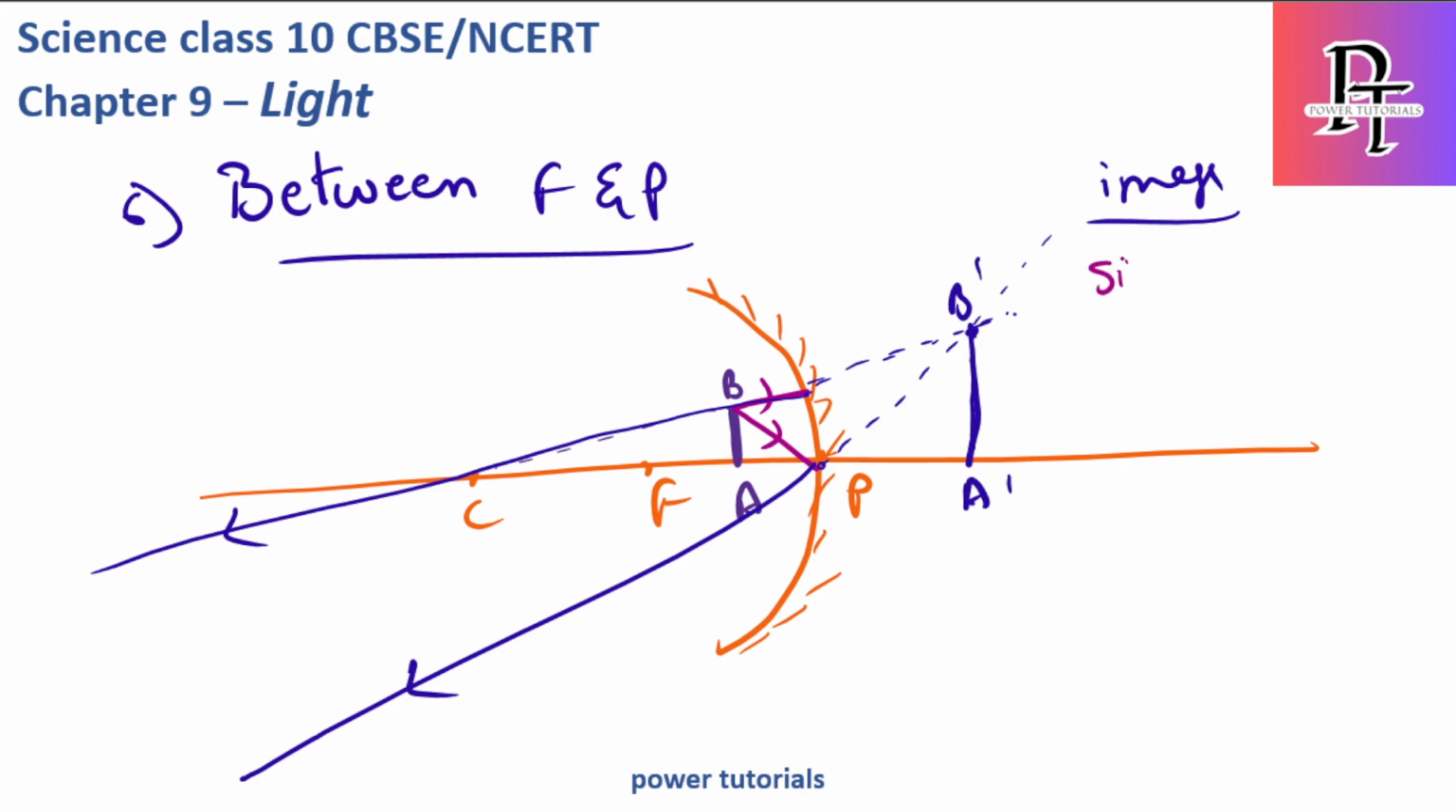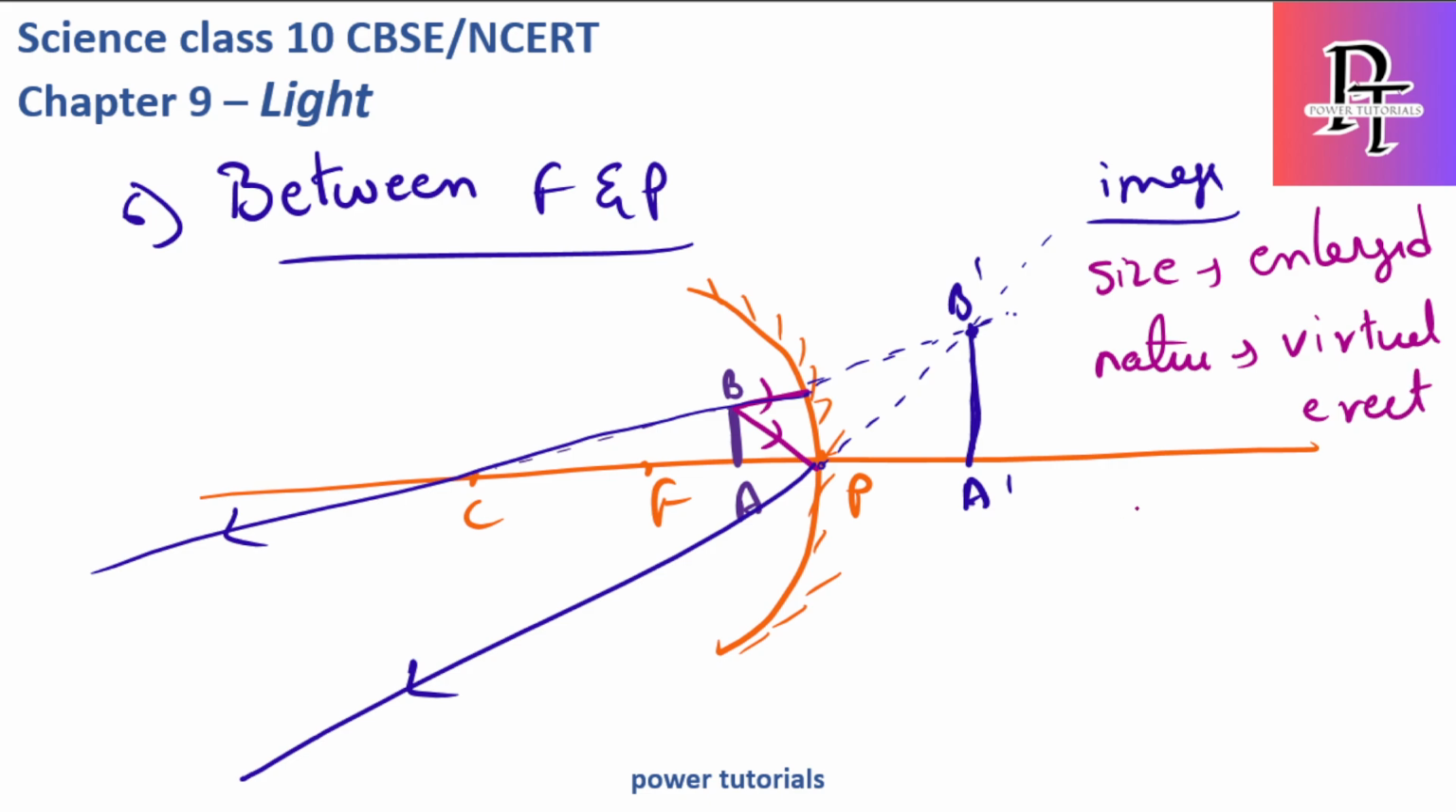First one, size. Here also I can see the size got increased, so enlarged. Second, sorry, we are talking about nature. Nature, here you can see the image is created behind the mirror. Behind the mirror you always consider it as a virtual image. And is it inverted? No, it is on the same side, so it is erect. Then the size is done. Position of the image, it is behind the mirror.